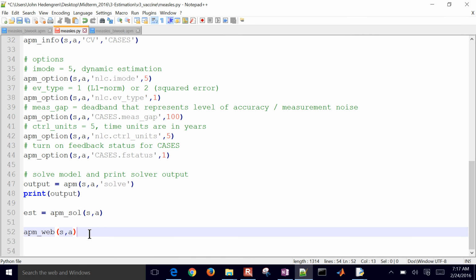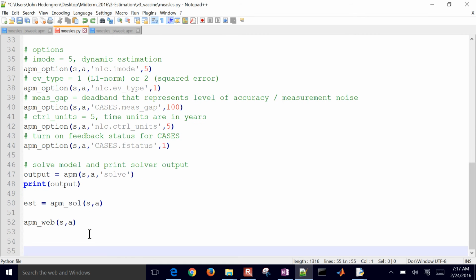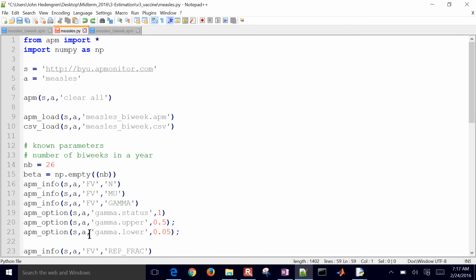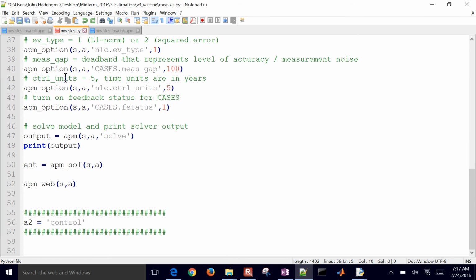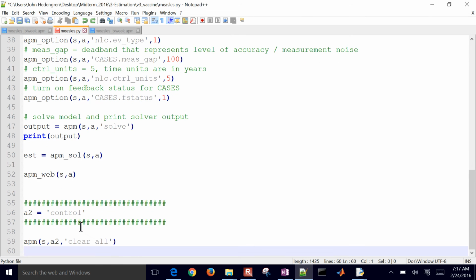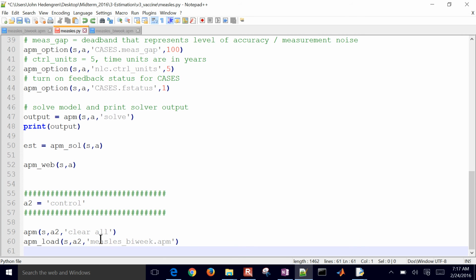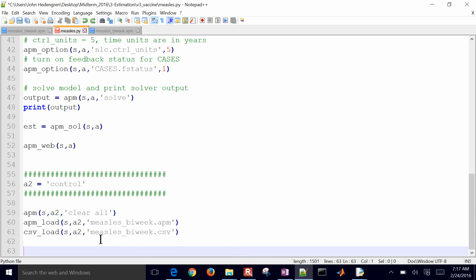Okay, so let's then just create a new application. So in this first one, our application was just named Measles, okay, A. We're going to create a new one which is called A2, and this is going to be the control or the optimization. And so if there's some application on the server with that name, just go ahead and clear it, and then load our model, the same model that we use for estimation, and load the same data file that we used for estimation as well.